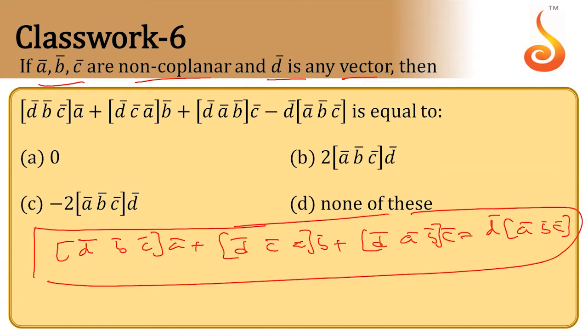So each combination: box DBC times A bar, box DCA times B bar, box DAB times C bar. D is any vector, A, B, C are non-coplanar vectors. This vector is in the plane of that one, that means this is coplanar with ABC. The standard property, we did this previously. Order is important: BC, CA, AB. So D into box ABC, the answer is what? 0. So bring this side. The standard property.